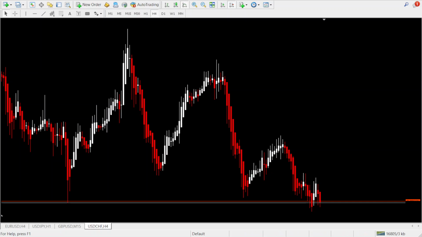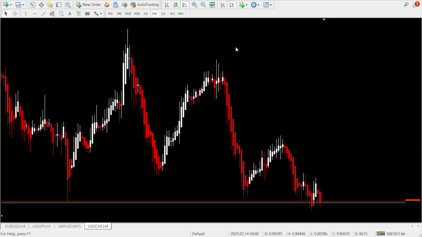Now, let us talk about how to read Heikin Ashi candles. For bullish candles, they are typically filled candles with no or very small lower wicks. They represent strong upward momentum. Then for bearish candles, these are hollow or empty candles with no or very small upper wicks. They represent strong downward momentum.